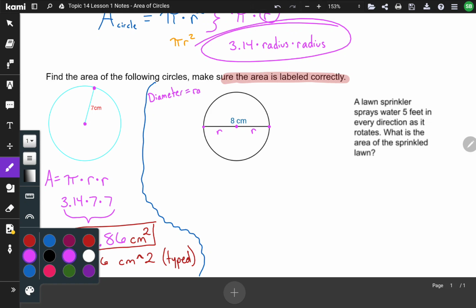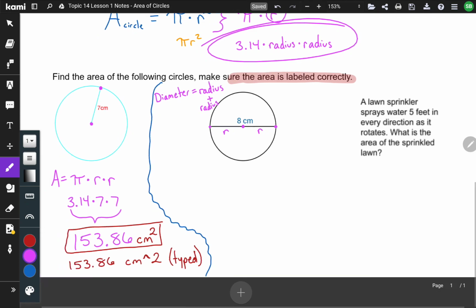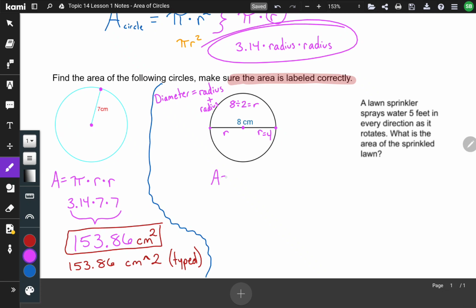equals radius plus radius, or radius times 2. Well, what number plus itself is 8? Well, I take 8 divided by 2. Take that diameter, divide it by 2, equals the radius. Well, what's 8 divided by 2? It's 4. So we know the radius is 4. And now we've solved for our radius. Now we can just go plug it right into our formula.